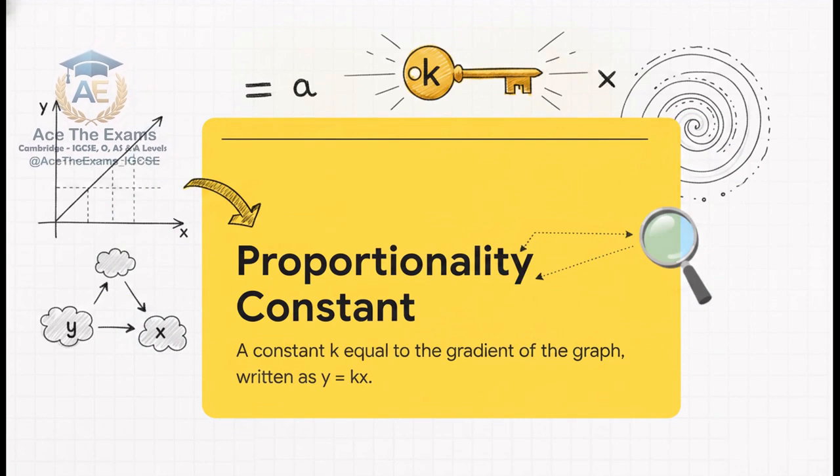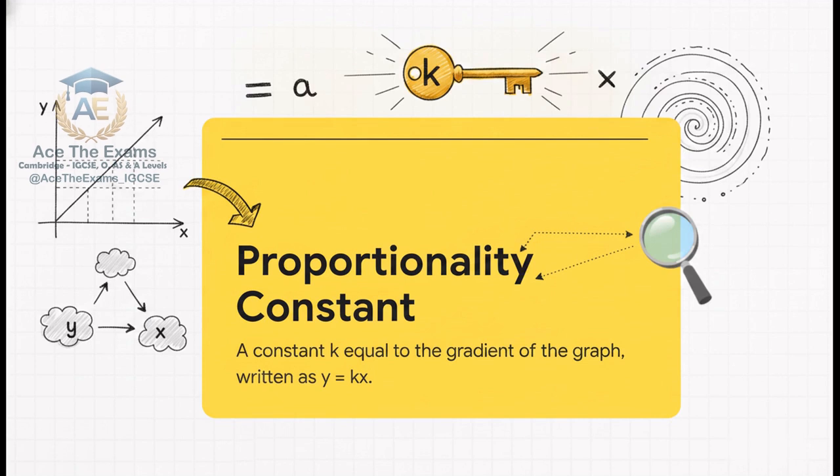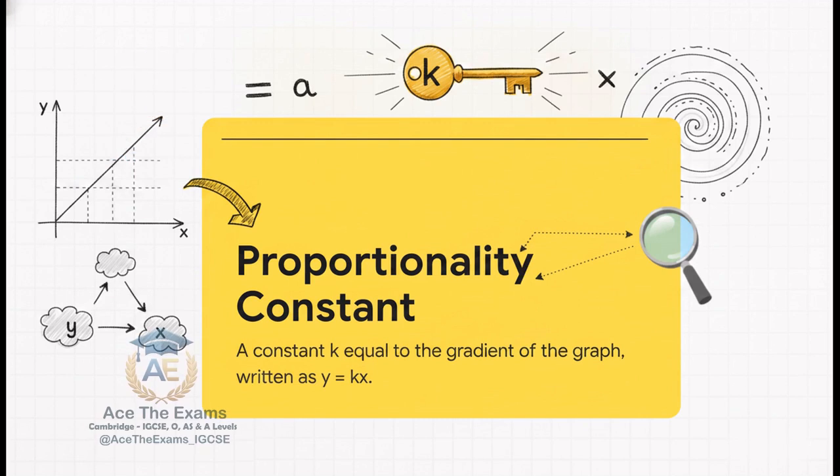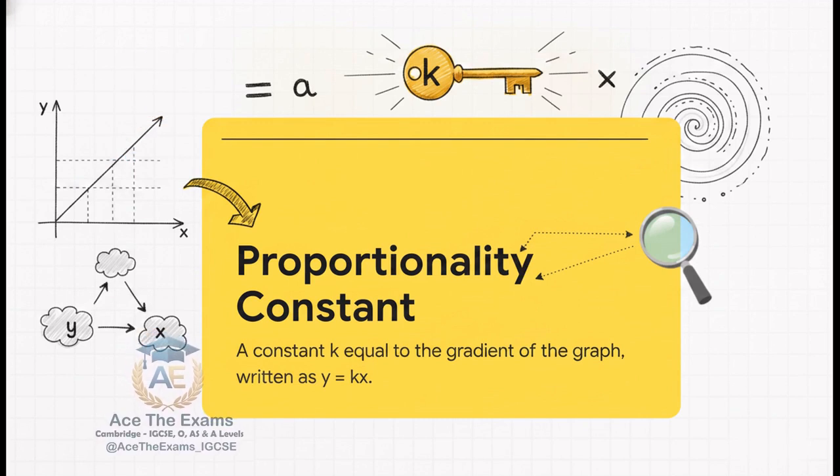This predictability has a formal name, the constant of proportionality, or k. When the command word asks you to express y in terms of x, examiners are looking for you to use this specific framework. For direct variation, we translate the relationship into the equation y equals kx. That k is the exact same thing as the gradient of your straight-line graph.